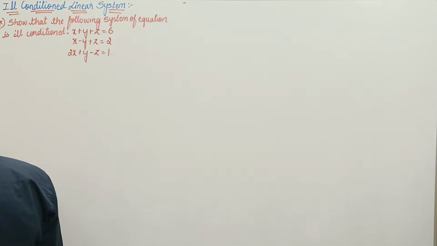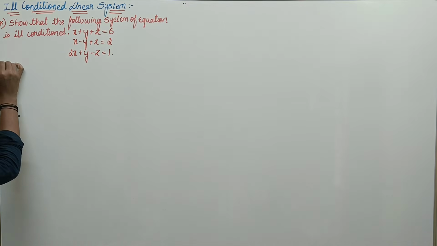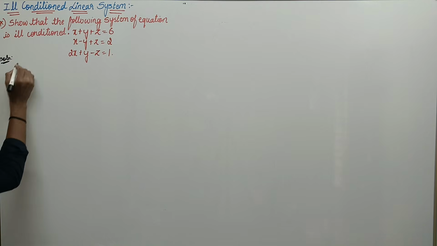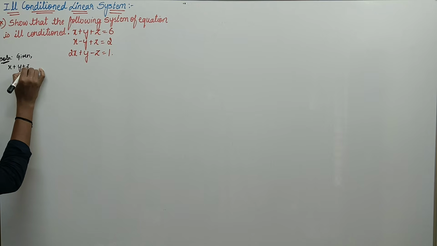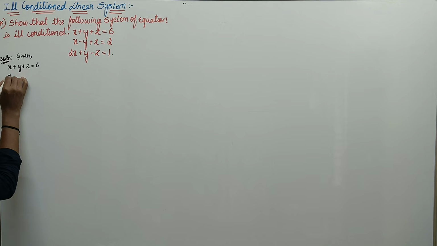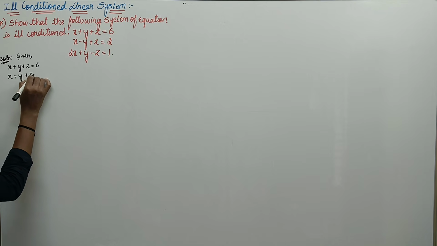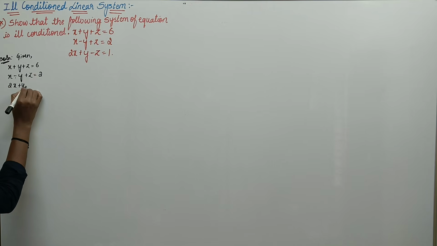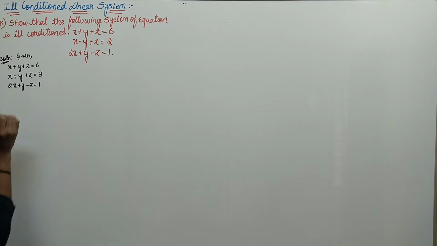Okay. First, let us represent the given solution. Given x plus y plus z equal to 6, x minus y plus z equal to 2, 2x plus y minus z equal to 1.